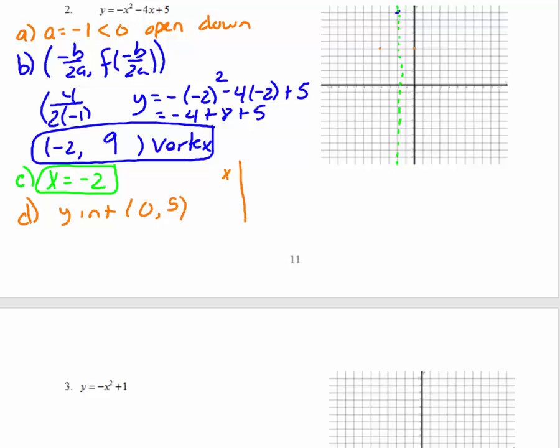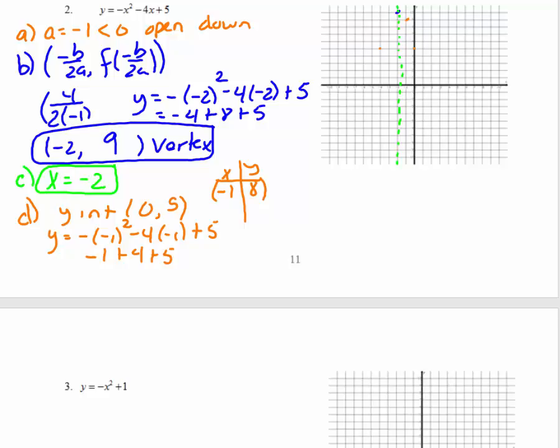Or if you want to just do a table, choose a point that's close to your vertex that you haven't already found. So I could plug in a -1 and see what happens for the y value. So y is going to equal -1 squared minus 4 times -1 plus 5. -1 squared is 1, but the negative on the outside makes it a -1 plus 4 plus 5. So that's going to give me an 8. So another point on my parabola is -1, 8.